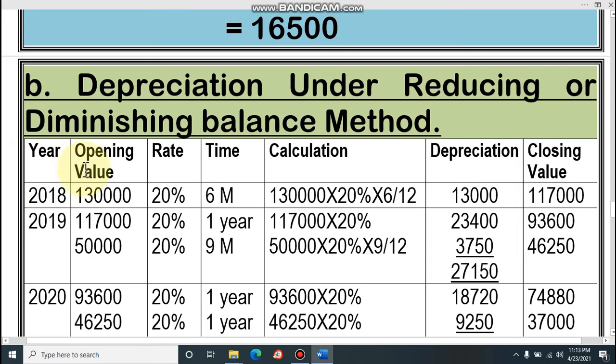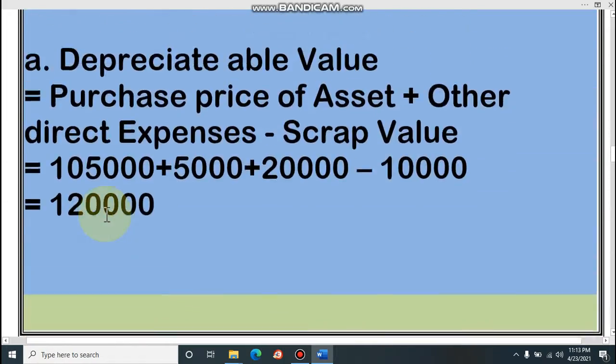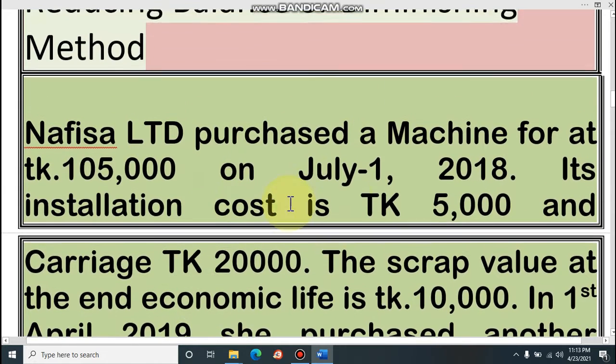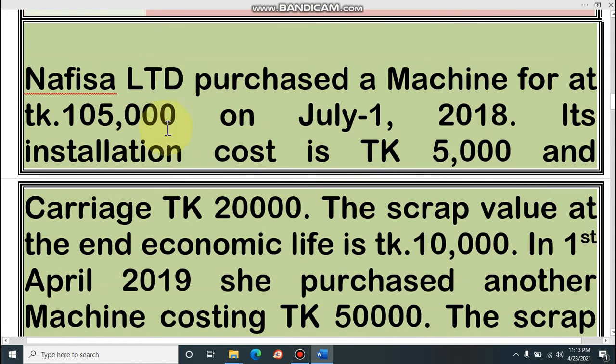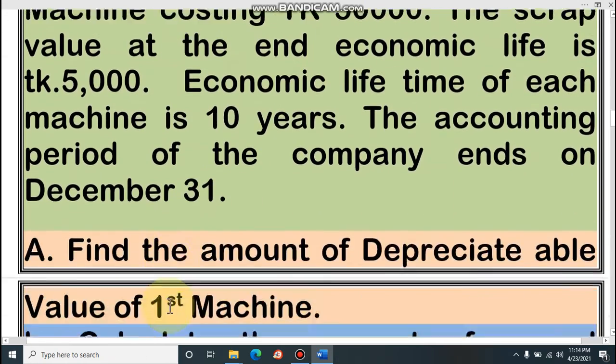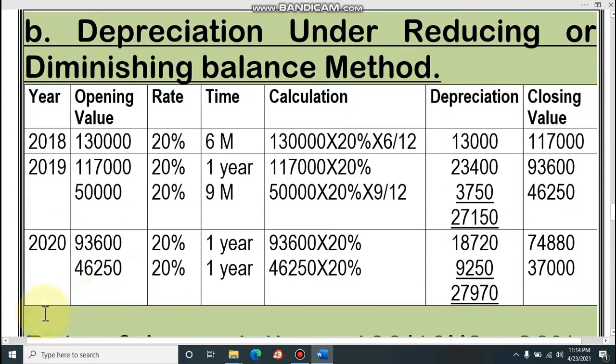So year 2018, opening value 1,30,000. How do you get it? Look at the opening value. We have the cost of the machine. For the first machine 1,05,000, then add 5,000, then carriage 20,000, that means 1,30,000. And for the second machine it is only 50,000. So dear student, opening value for the first machine is 1,30,000, and for the second machine it is only 50,000.